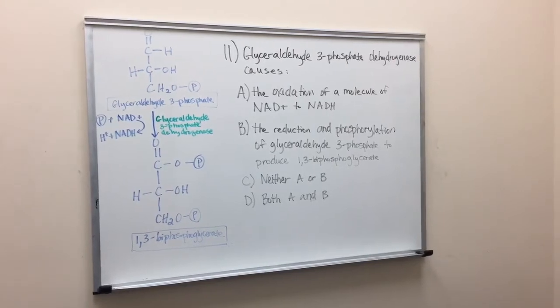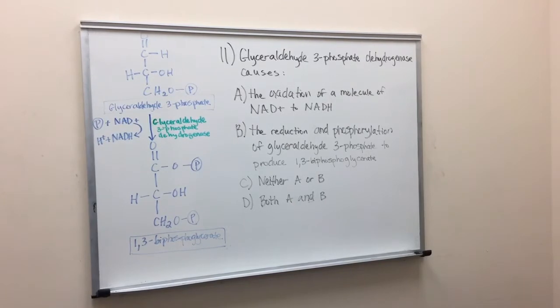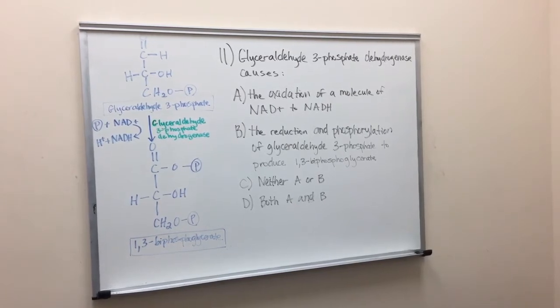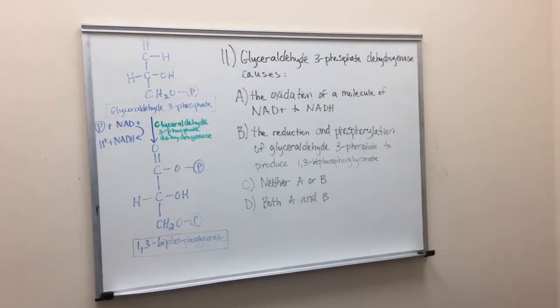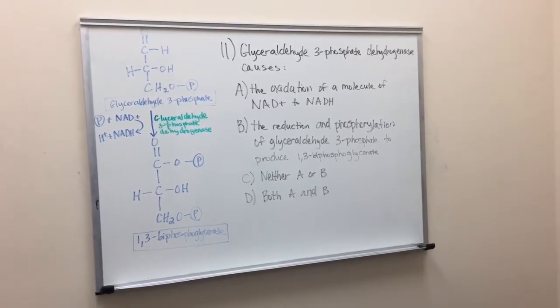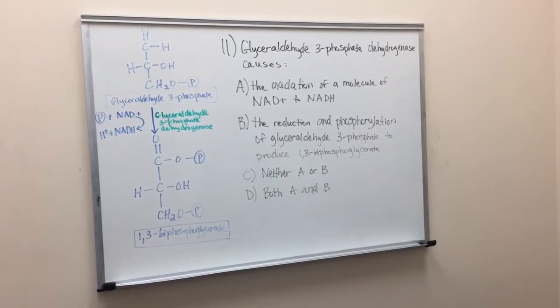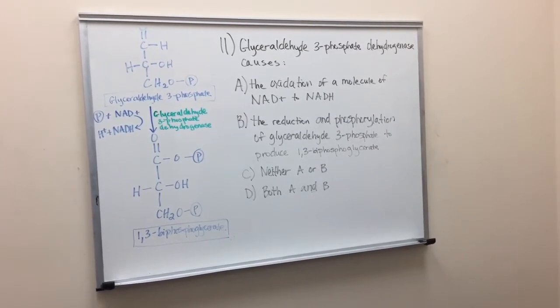Glyceraldehyde 3-phosphate dehydrogenase causes A. The oxidation of a molecule NAD+ to NADH. B. The reduction and phosphorylation of glyceraldehyde 3-phosphate to produce 1,3-bisphosphoglycerate. C. Neither A or B. D. Both A and B.